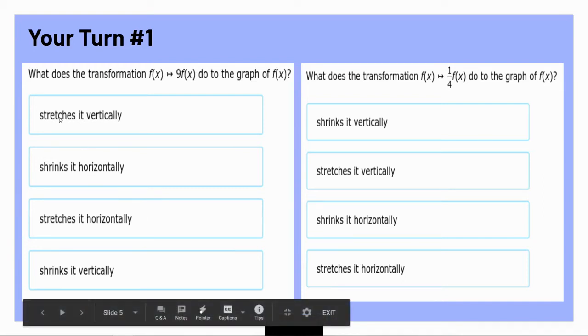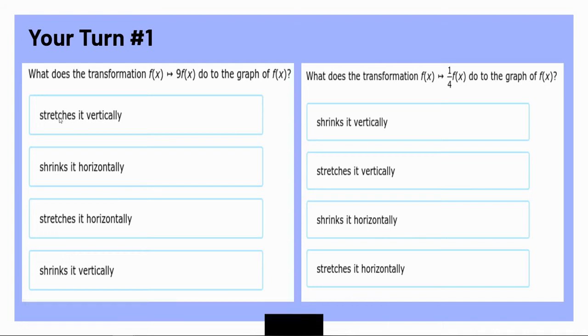Stretching means that it is pulling. Vertically means it's pulling towards the y-axis. Shrinking towards the horizontal means it's pushing towards the horizontal axis. Shrinking vertically means it's going towards the x-axis. So which one is this one? If you chose that it is stretching vertically because it's pulling up, and its A is positive, so that's a stretch.